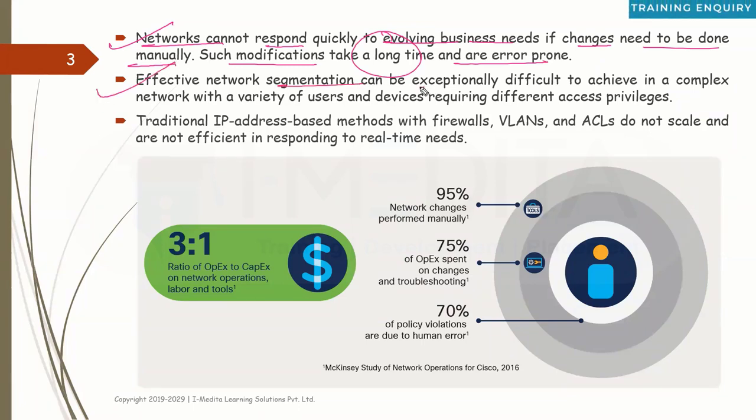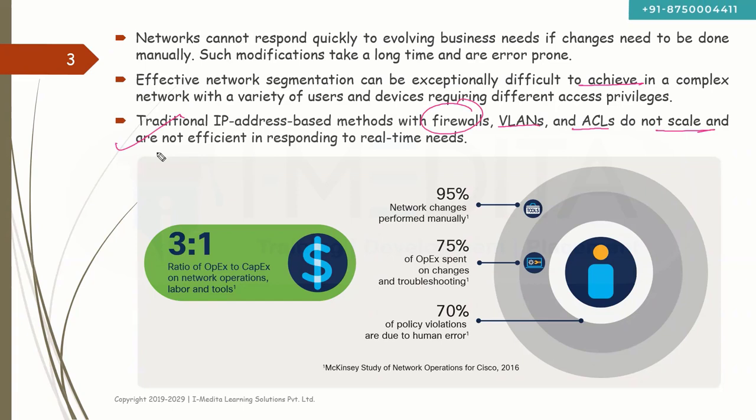Effective network segmentation can be exceptionally difficult to achieve in a complex network with a variety of users and devices requiring different access privileges. There are routers, switches, firewalls, access points, WLC, end users, IoT devices, sensors, different types of devices, and all those devices need different privileges, different access levels on your network. So it is going to be exceptionally difficult to manage that complex network manually. Traditional IP-based network methods with firewall, VLAN, ACLs do not scale and are not efficient in responding to real-time needs.